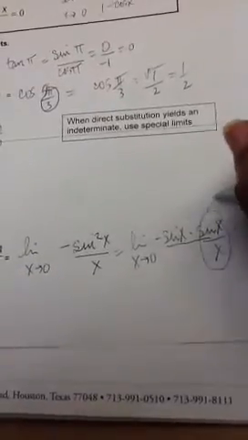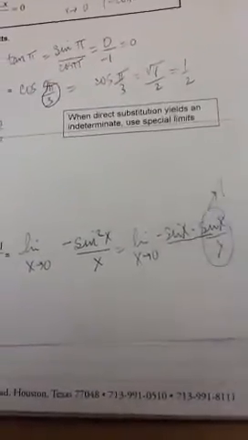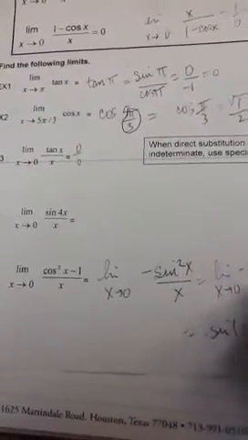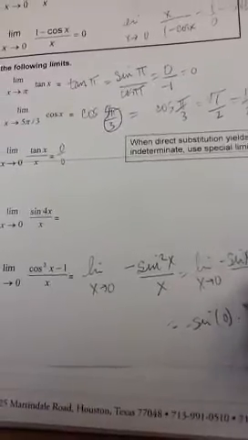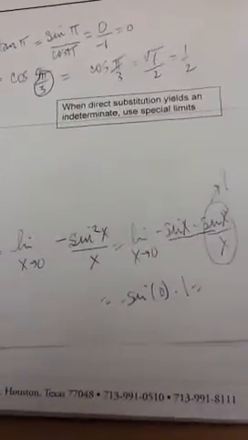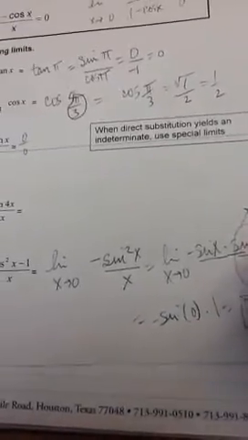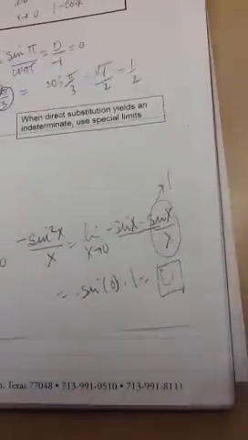And that's going to go to what? 1. Good. So now this will be negative sine of 0, because now I'm plugging in, times 1. Sine of 0 is 0, and 0 times 1 is 0.